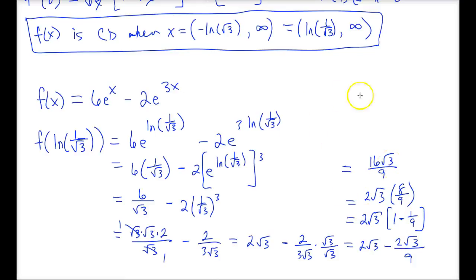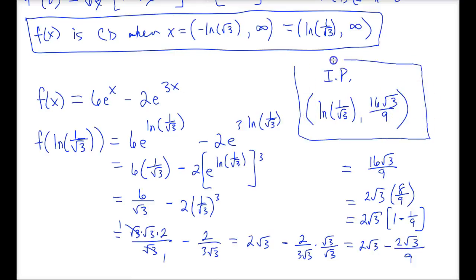And thus, the second part of this question is our inflection point will be at the value of natural log of 1 divided by square root of 3, comma, 16 times square root of 3 over 9. And that would actually be our point. Okay.